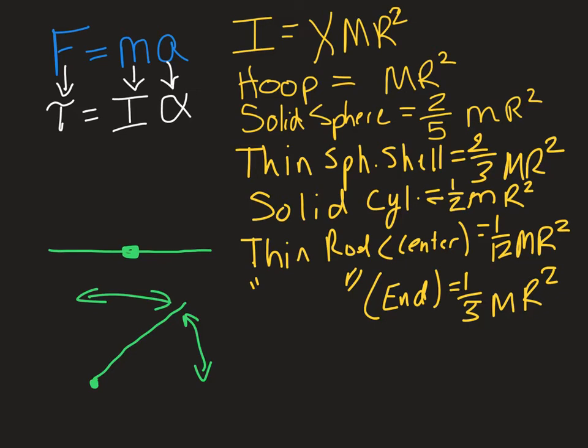Just to make sure that everyone is comfortable with fractions, let's make sure that we recognize that a hoop has essentially a value of 1 in front of it, meaning that's a very large moment of inertia, whereas the thin rod center has a fraction of 1/12 in front of it, meaning that value will be very, very small by comparison. So again, the fraction in front of that mass radius component is going to dictate how much the moment of inertia of an object is relative to a different object of a different shape.